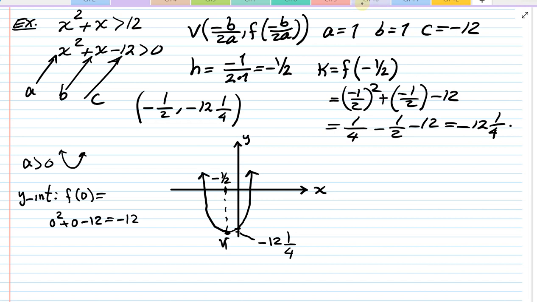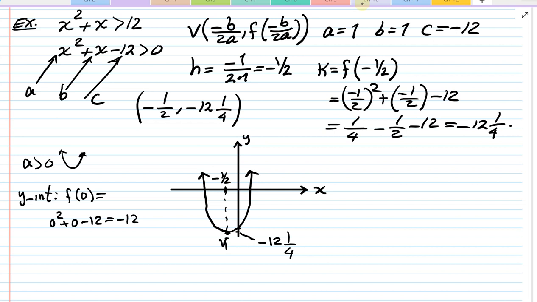Now, it's kind of like the exercise we did in my previous lecture, the section on graphs of quadratic functions. I can't remember exactly which one it was, but it was the previous lecture to this one.